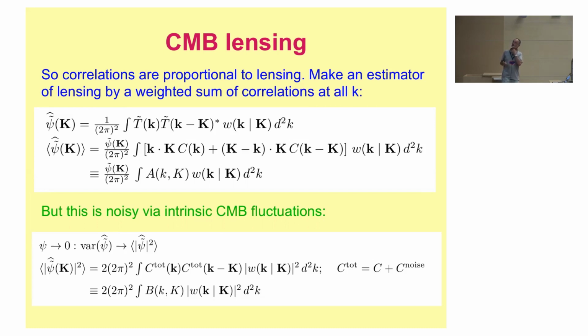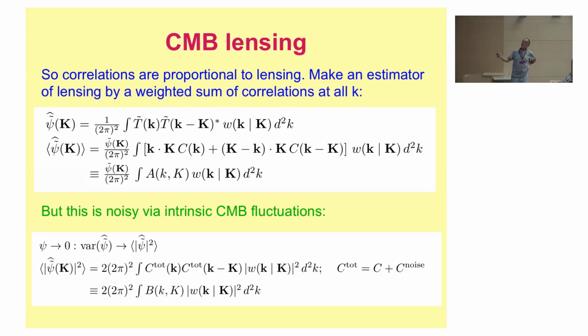So let's look at this thing. Whatever W is, it's going to give you an answer for some input temperature map, and that answer is going to be non-zero. So this is a fundamental problem with CMB lensing. Even if you have a perfect noise-free picture of the microwave sky, because the microwave background fluctuates, it will produce a fluctuating estimate of the lensing potential.